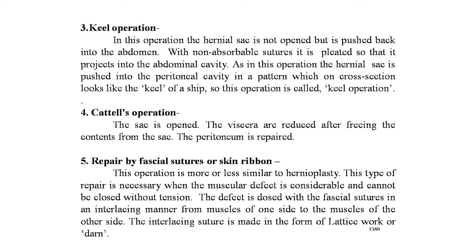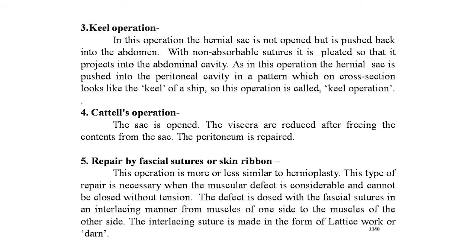Now the fourth is the Cattell's operation. In this operation, the hernial sac is dissected out with equal care as described in the earlier operations like keel operation and anatomical restoration. But the sac is opened. The viscera are reduced after freeing the contents from the sac. The peritoneum is repaired.